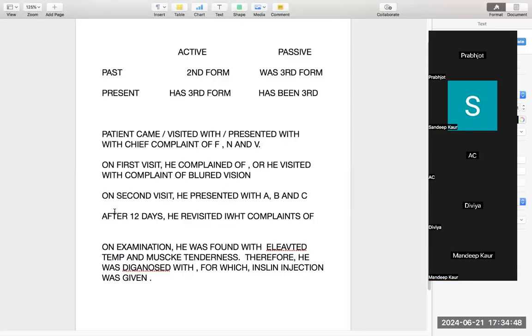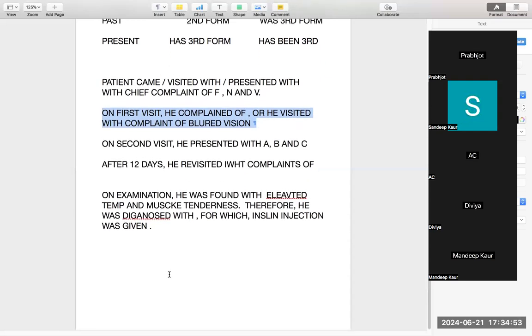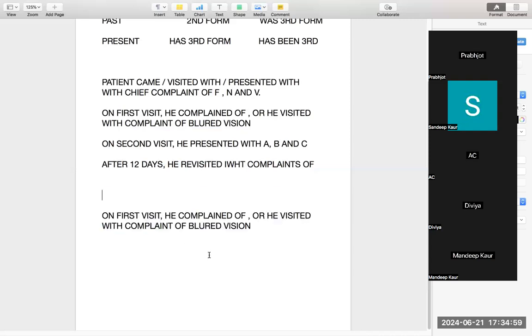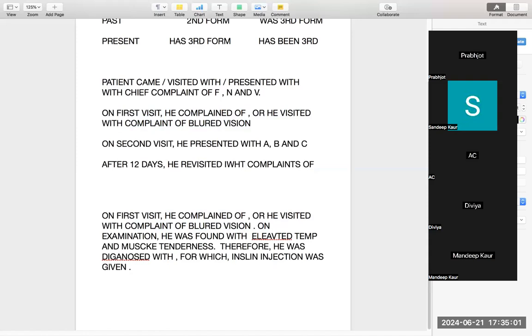So what you can do, I'm just going to copy and paste the first visit. I'm going to copy it and paste it over here. Then on examination, again, I will cut and paste. I'm not changing anything. Now, on first visit, I will replace it by during hospitalization. Now, read it. During hospitalization, he complained of this and this. You cannot write visit because a patient cannot visit in hospitalization.